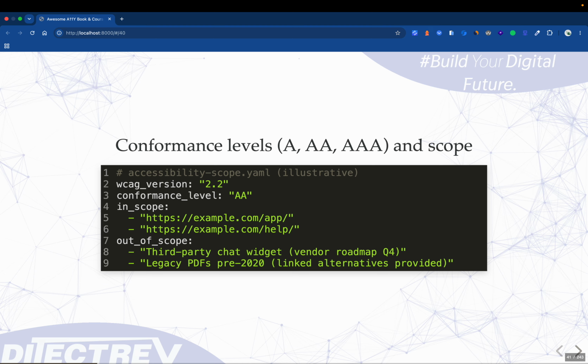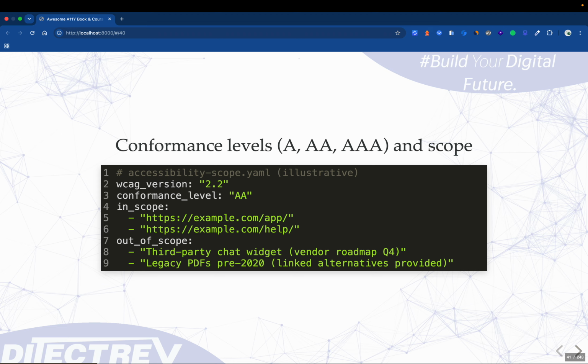And level AAA is good for specialized contexts or where you need to prioritize something really specific. But meeting AAA everywhere is very difficult for products with change, for budgets, for how much time you need to put in. But you can still apply some individual AAA criteria where they matter the most. For example, sign language in some media.